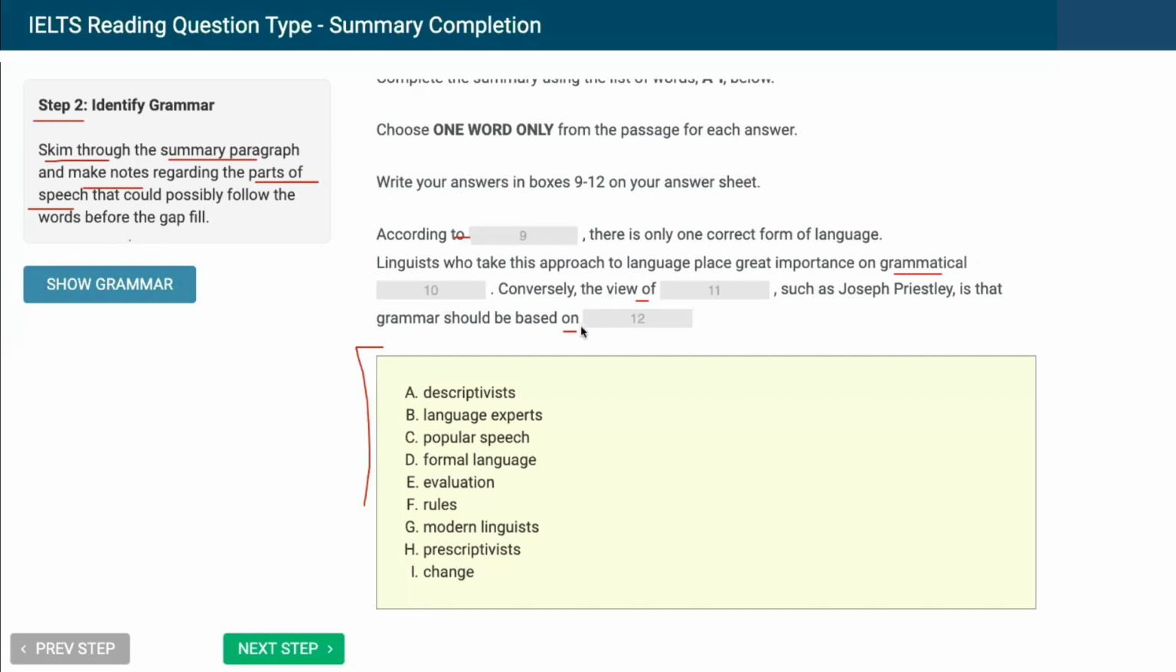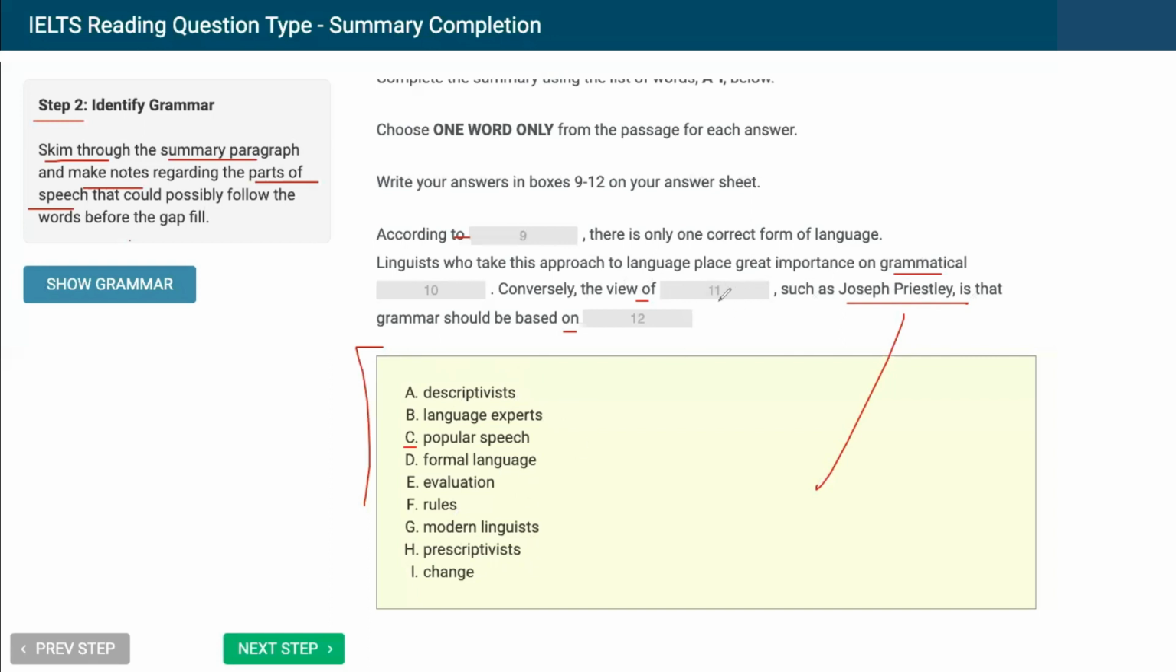So for example, grammatical popular speech, okay? You might know that popular speech doesn't always connect with grammatical rules, so you could also keep another note. That could be a bit strange. All right, so number 11, now this could be a specific group of people because it is the view of perhaps descriptivists or experts or linguists. So this might be a group of people. A clue that this is a group of people is Joseph Priestley, because he is a person. So such as this person, he might be part of some of these groups.